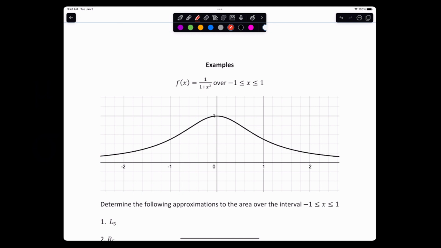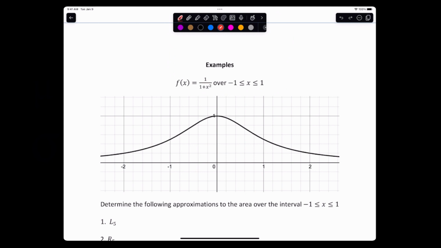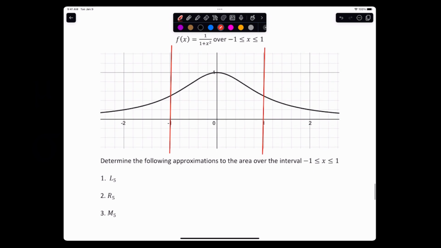So let me draw. Do you guys want to close that door? Here x is -1. Here x is +1. So they want area under this curve here.